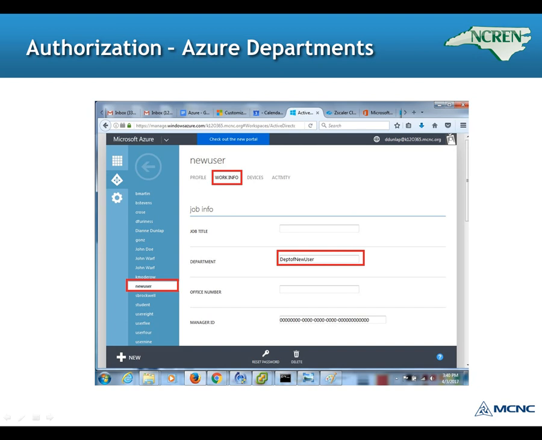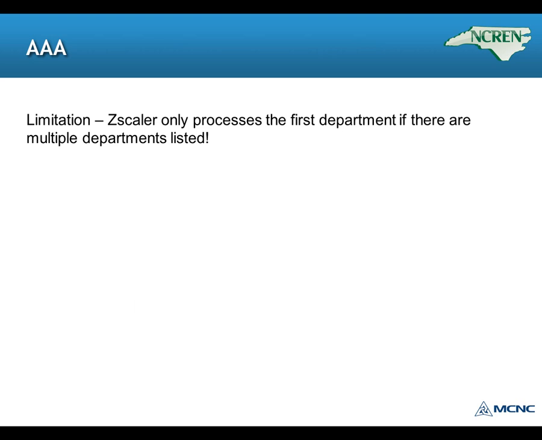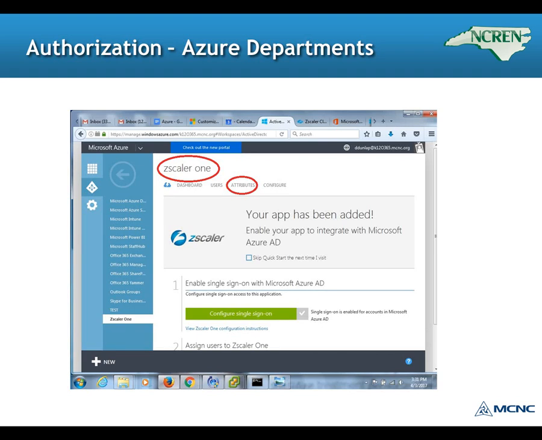And here we're showing in Azure how we add a new user. And the department field is probably not one you're using, but if you look under work information, you will see where it is available to use. In this case, we populate it with department of new user. And hit save on that. So we've got a department in there in Azure, at least for this user. And it's a minor limitation, but Zscaler only processes the first department if you have multiple departments in Azure. It's unlikely you would have multiple departments in Azure, but it is a minor limitation.